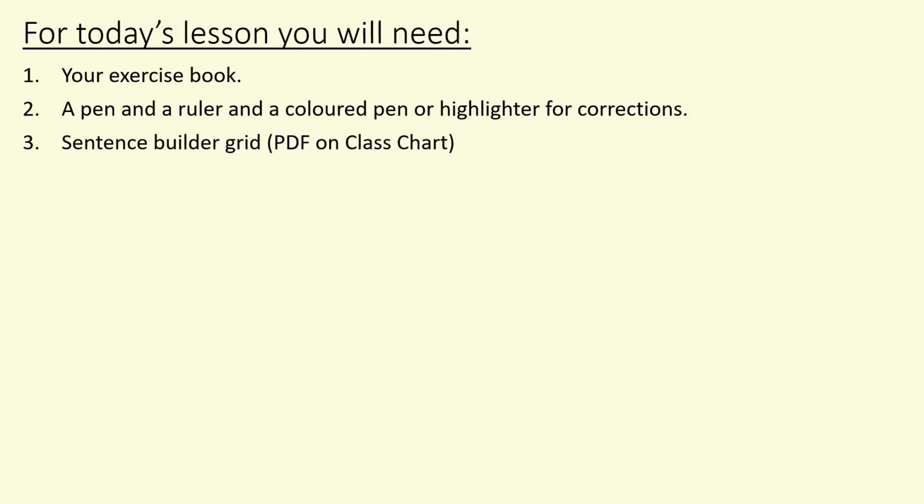So here's a list of the equipment that you need for today's lesson. You need your French exercise book, a pen and a ruler and a coloured pen or highlighter for any corrections, and the sentence builder grid which is on class charts. Pause to get that ready now and to print off the sentence builder if you need to. Press play to continue.